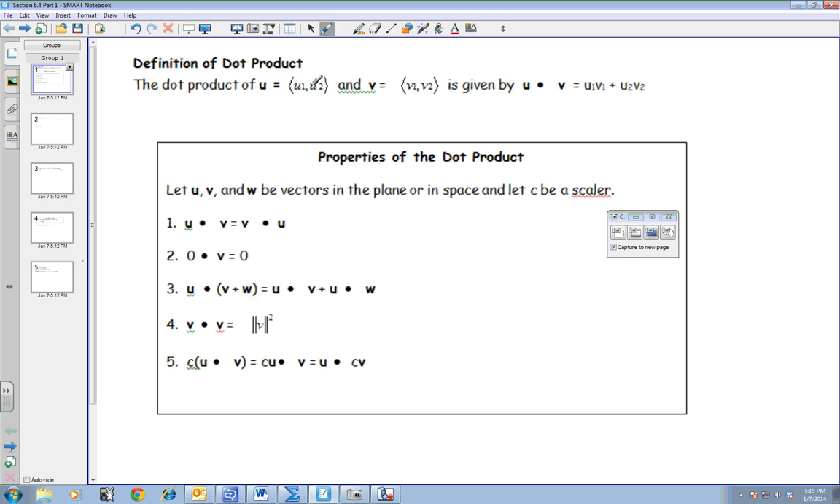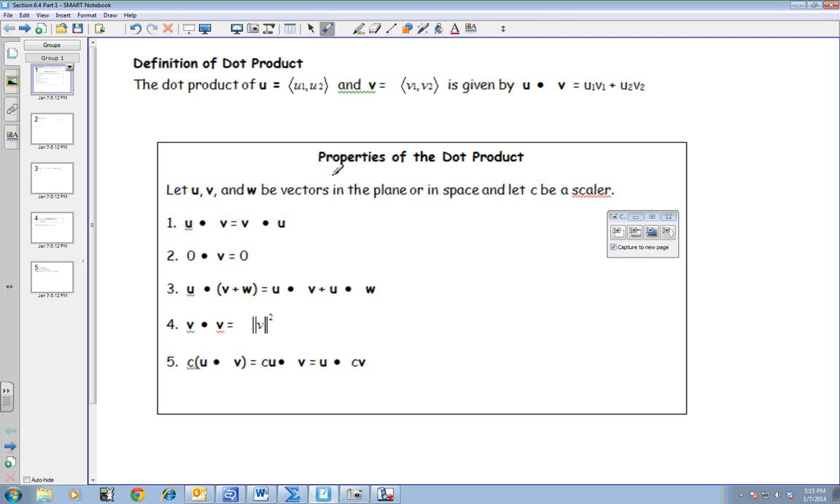On your paper you may not have the symbol for a vector around your ordered pairs, so if you don't have that, you'll need to fix them. But the dot product of u and v, it's real easy. You just multiply your first two numbers in your u and your v, that's the horizontal components, and then you're going to add u2 times v2, which would be your vertical components.